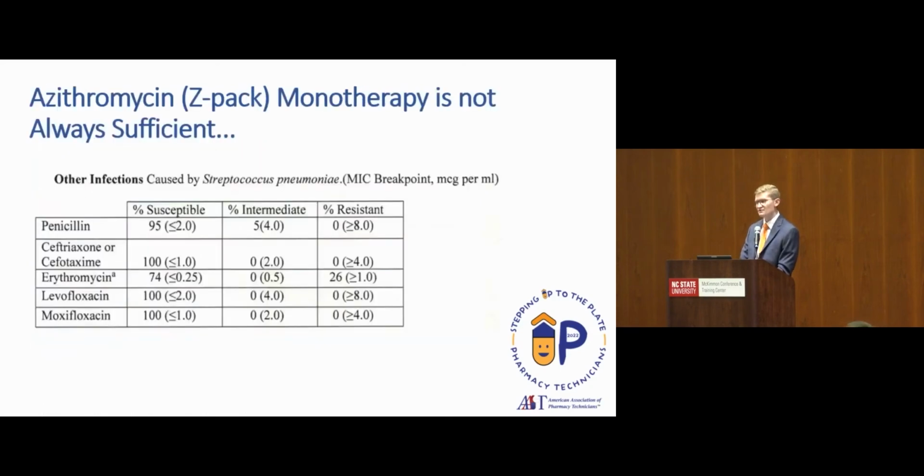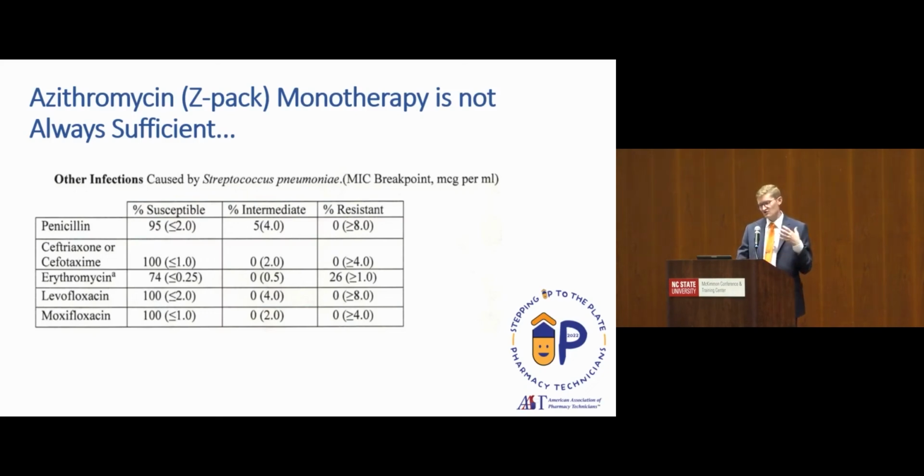So we can't always use a Z-Pak for our pneumonia, and this is why. This is a picture of what's called an antibiogram, and an antibiogram will tell you in your area. Antibiograms are regional, so the antibiogram for this triangle area may be different than in Durham, where I work, may be different than Nebraska, where a lot of you came from. So an antibiogram is regional, and it'll tell you how often certain antibiotics are effective against specific bacteria.